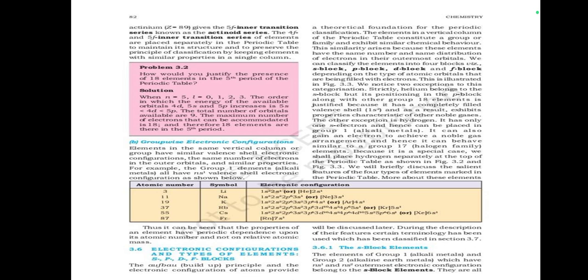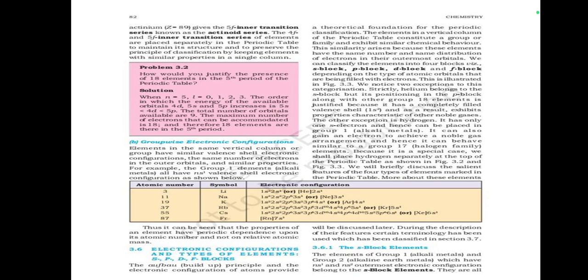Problem 3.2: How would you justify the presence of 18 elements in the fifth period of the periodic table? Solution: When n is equal to 5, l is equal to 0, 1, 2, 3. The order in which the energy of the available orbitals 4d, 5s, and 5p increases is 5s is less than 4d is less than 5p. The total number of orbitals available is 9. The maximum number of electrons that can be accommodated is 18, and therefore 18 elements are there in the fifth period.